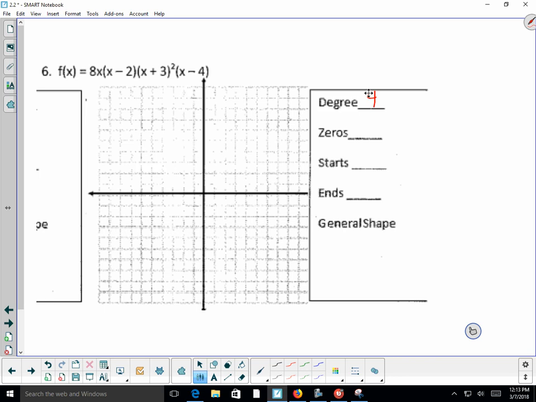Emily? 5? All right, why do you think it's 5? Okay, so this is x to the first. This is x minus 2 to the first. This is x plus 3 to the second. x minus 4 to the first. You want to add those all up. 1 plus 1 plus 2 plus 1 is 5. This is an odd degree. All right, everybody okay with that?